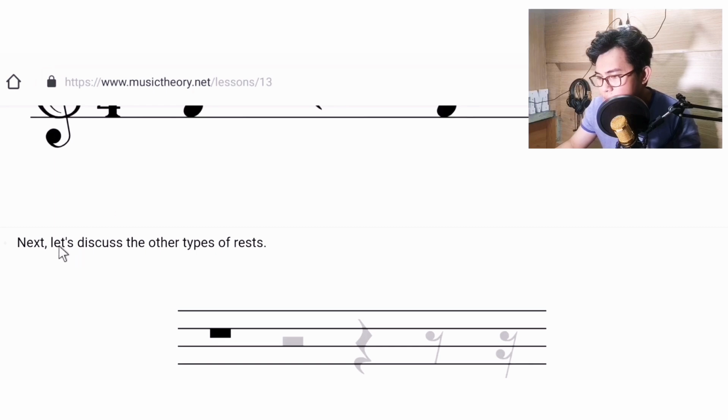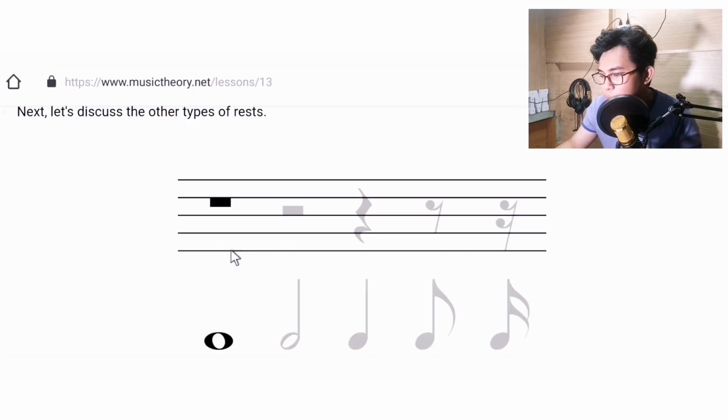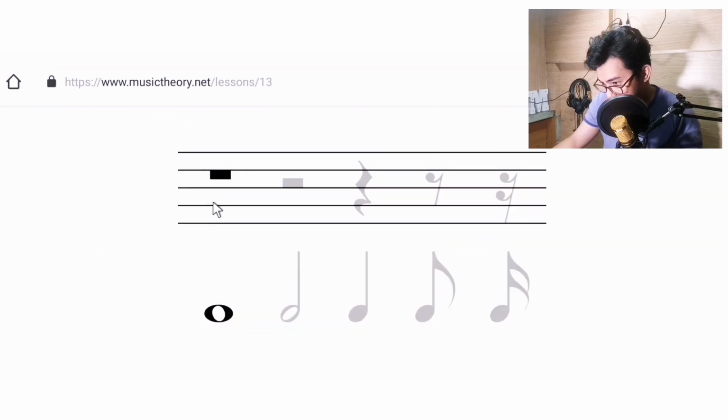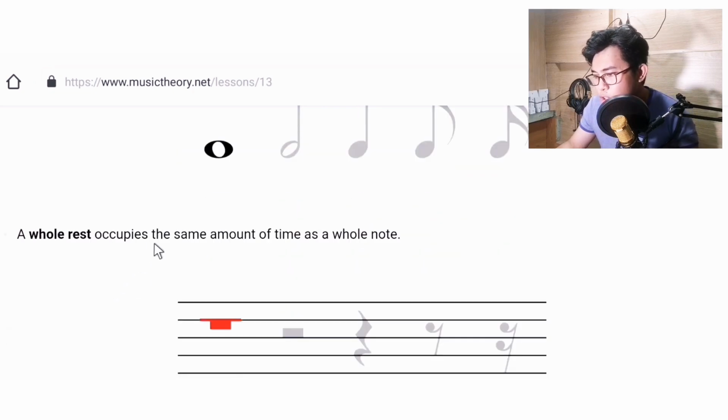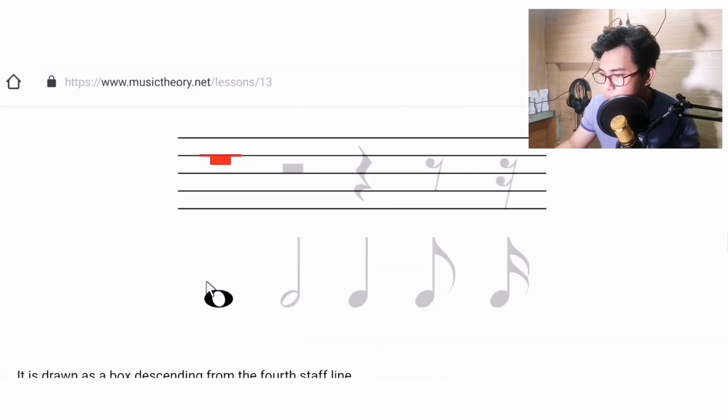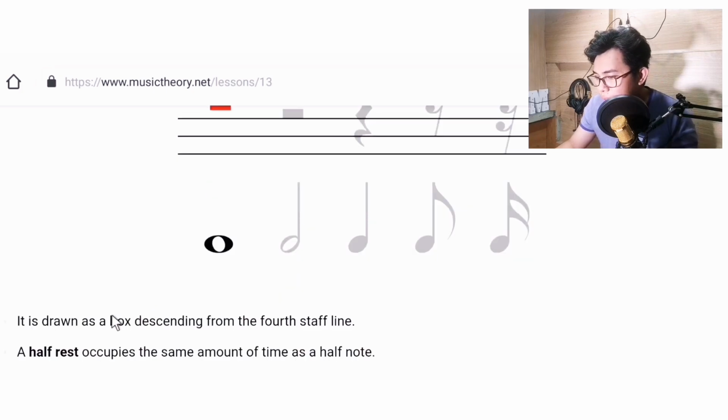Next is, let's discuss the other types of rest. So, we have the whole rest, ito. The whole rest occupies the same amount of time as a whole note. So, 4 beats, pareho ang whole note and ang whole rest. It is drawn as a box descending from the 4th staff line.